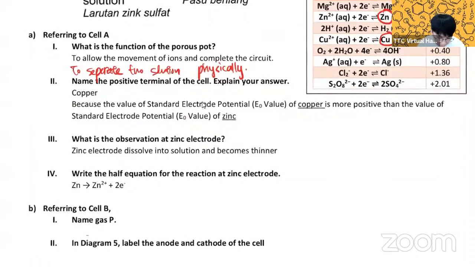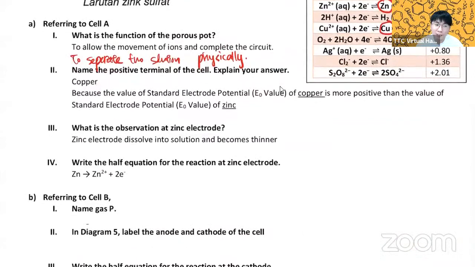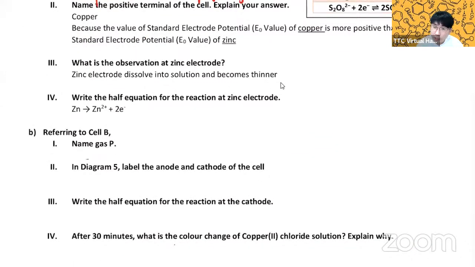Okay, cell B is both carbon. Both carbon means it's not factor 3. Factor 1, 2, 3, so factor 3 is confirmed out already. And then they say it's dilute. Guys, dilute means which factor? Factor number 1. What is the theory on factor number 1? Anode and cathode, both choose the stronger agent.